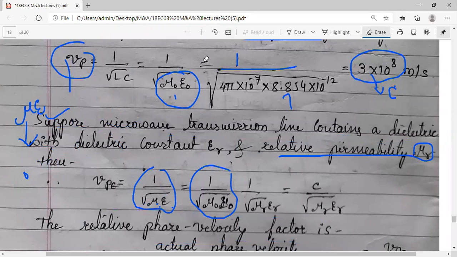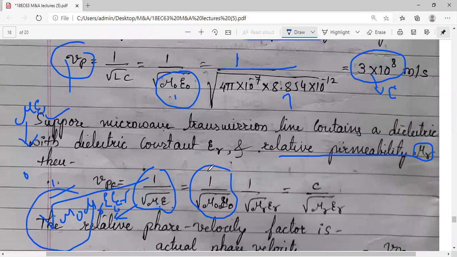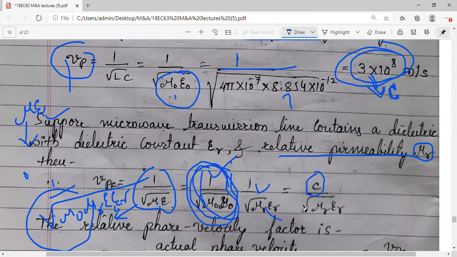Substituting the values, you can separate out the terms. It is like this: 1 by root of, substituting the value, mu is mu naught into mu r, and similarly epsilon is epsilon naught into epsilon r. So separate out the first term, I have written it here, and you are left with this much. But what is this 1 by root of mu naught into epsilon naught? Just now you have seen it is equal to 3 into 10 to the power of 8. That is the velocity of light, c. So I can replace this complete term with c and keep this as it is.